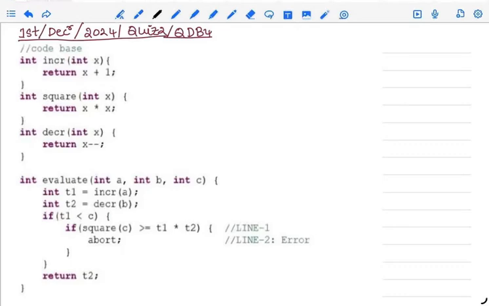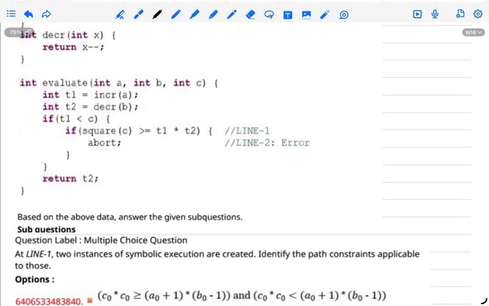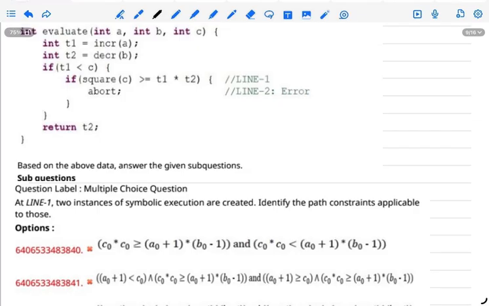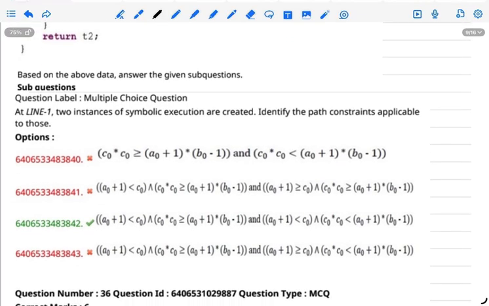Friends, this question is from the 1st December 2024 quiz 2 question paper, QDB4 software testing. They have given a code snippet and 4 options. Identify which options are correct.